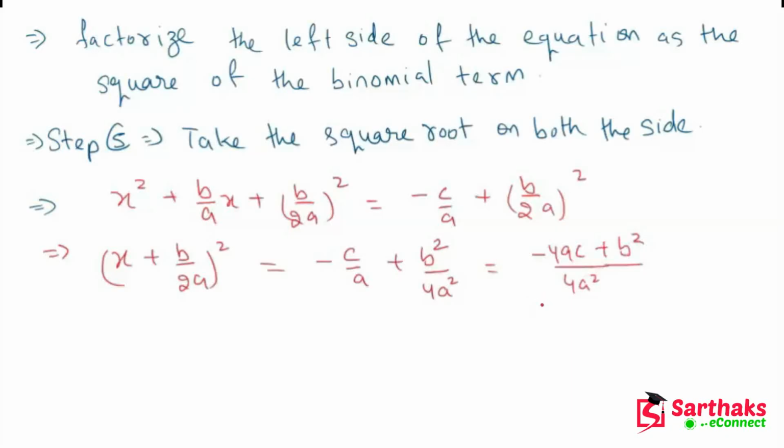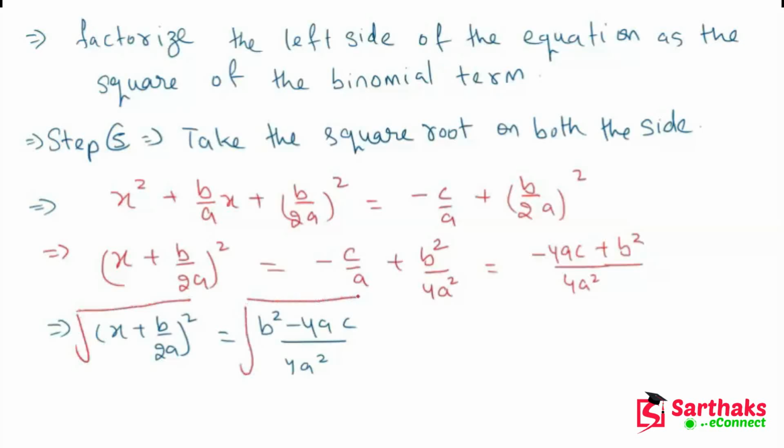Okay, my dear friends, I hope you get this point. So finally this equation is (x + b/2a) whole square, which equals (b square minus 4ac) divided by 4a square. Now take the square root on both the sides.